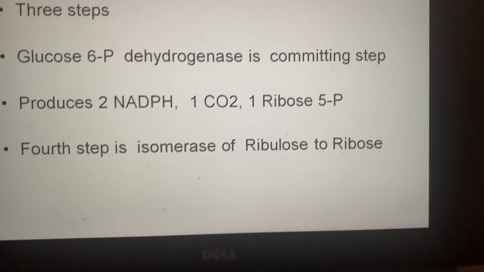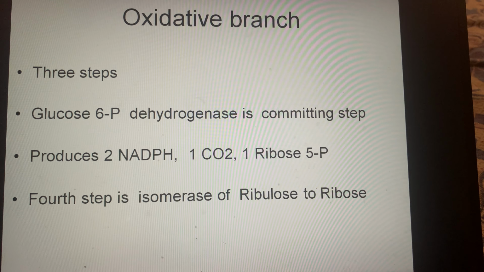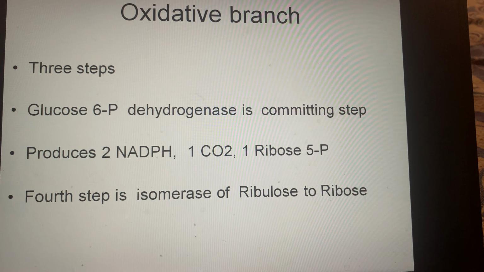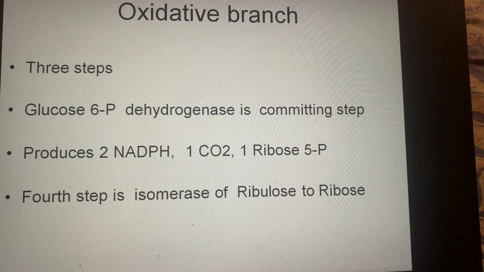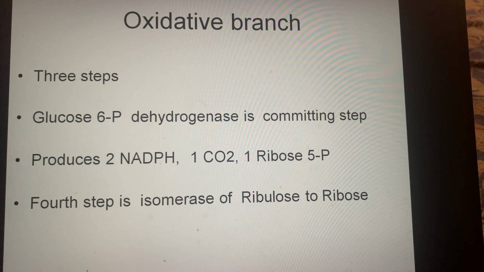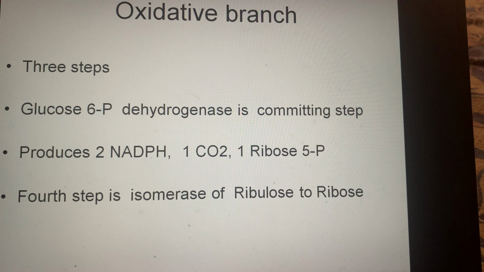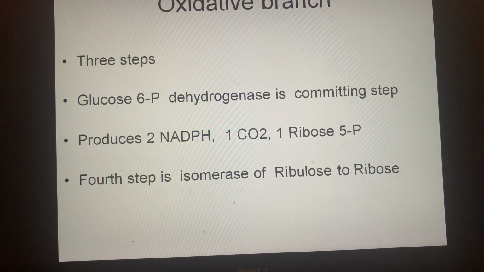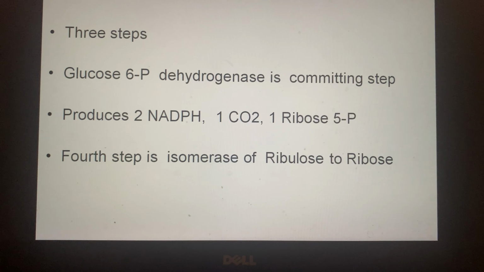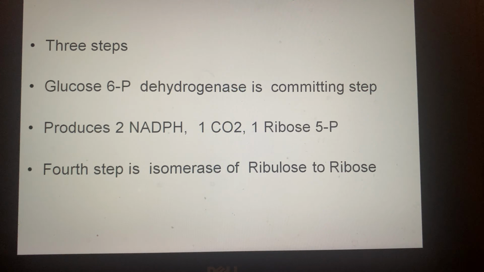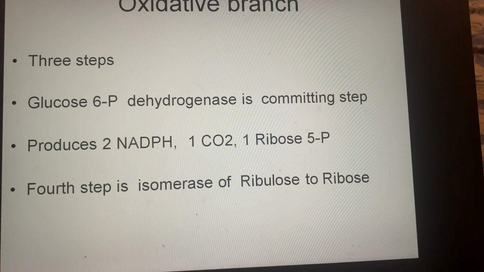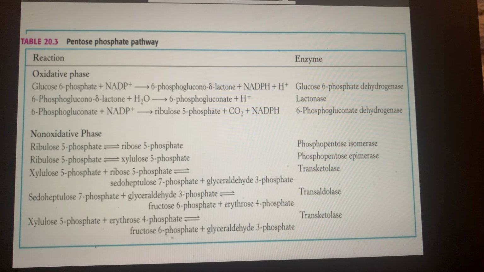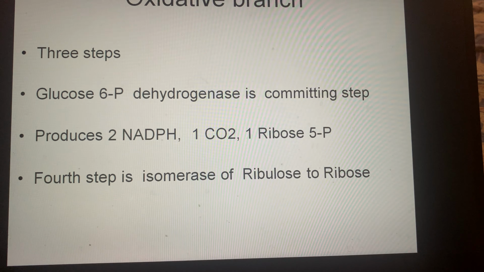The oxidative branch altogether has 3 steps. First step is glucose 6-phosphate dehydrogenase, which is the committing step. It produces NADPH, 1 carbon dioxide molecule is released, and 1 ribose 5-phosphate is produced. Then comes the isomerase of ribulose to ribose. Ribose 5-phosphate is the isomer of ribulose 5-phosphate, whereas xylulose is the epimer of ribulose 5-phosphate.